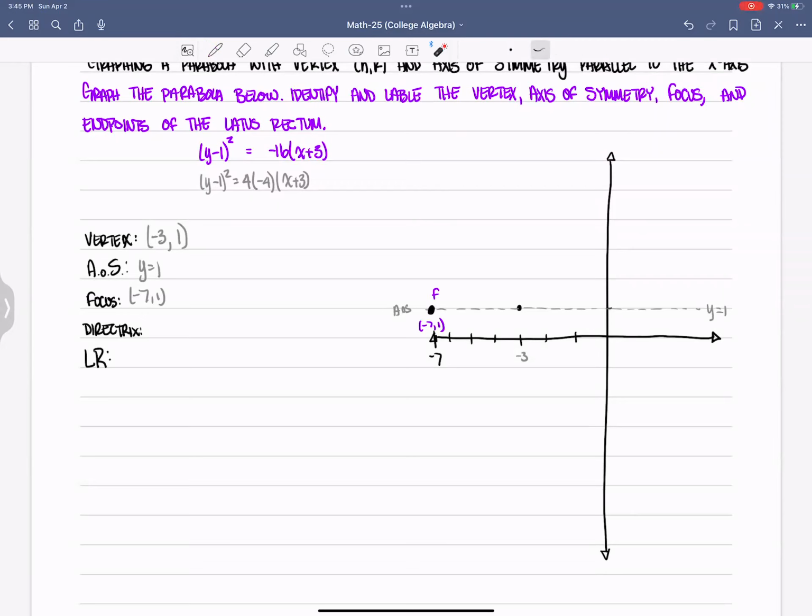Directrix, we're going out negative p units, so positive 4 from the vertex: 1, 2, 3, and 4. So that is going to be off of here. The directrix is x equals 1.